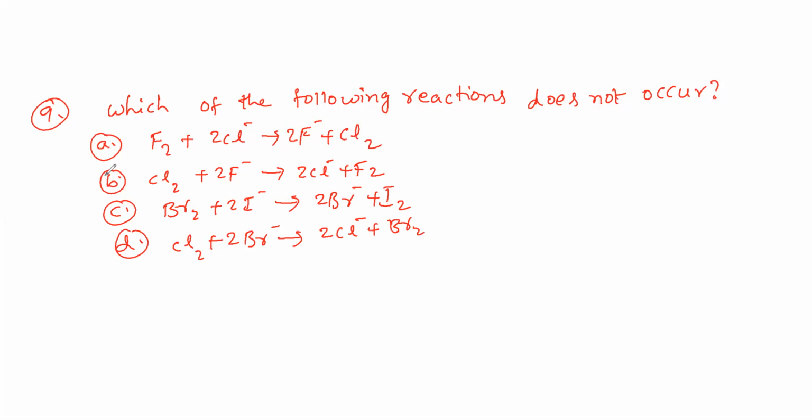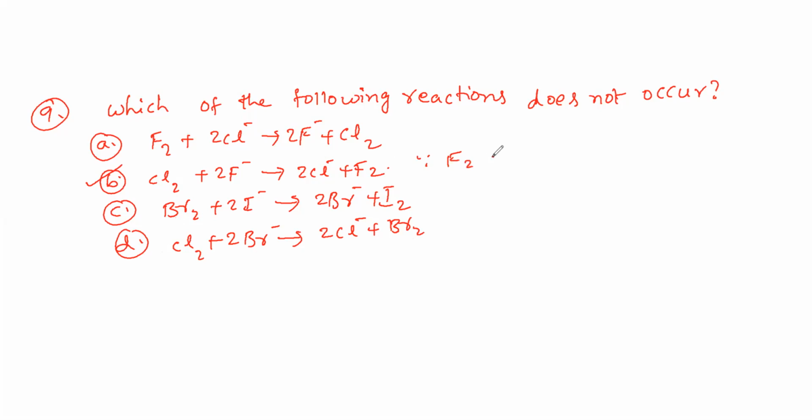Does not occur means: we already know fluorine can displace all the three, but chlorine cannot displace fluorine. So the answer is B. First equation, fluorine can displace chlorine, this is correct. Second equation, chlorine cannot displace fluorine. Bromine can displace iodine, chlorine can displace bromine. Fluorine can displace bromine and iodine. So the answer is option B.